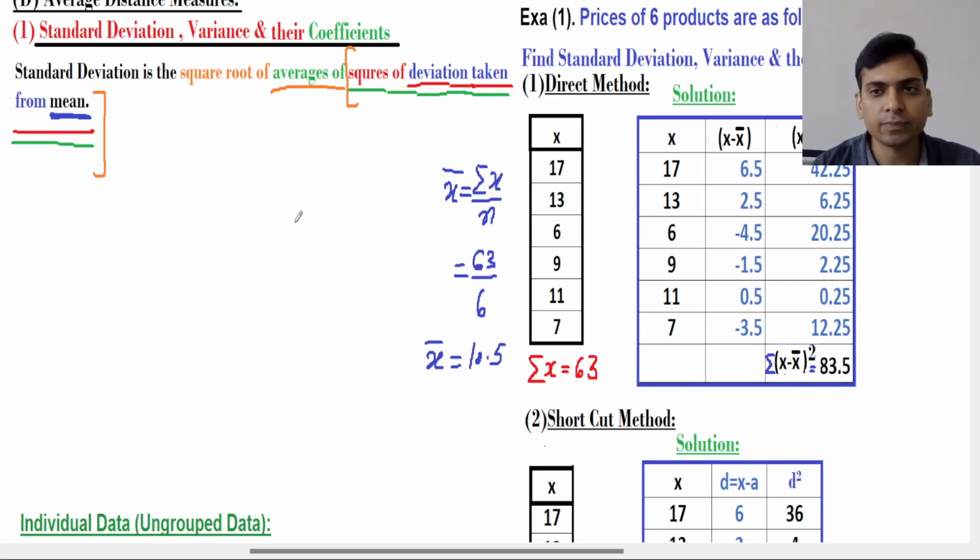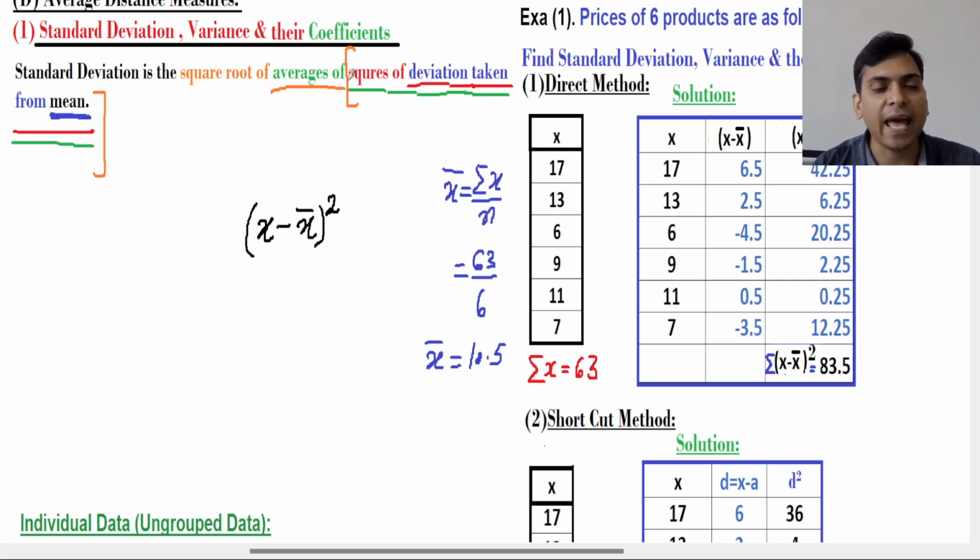So the first task, we have done x bar, the mean. Then deviation taken from the mean, known as x minus x bar. After that we talk about their squares of deviations, and then the average of squares of deviations. Just like the average of x is summation x divided by n.